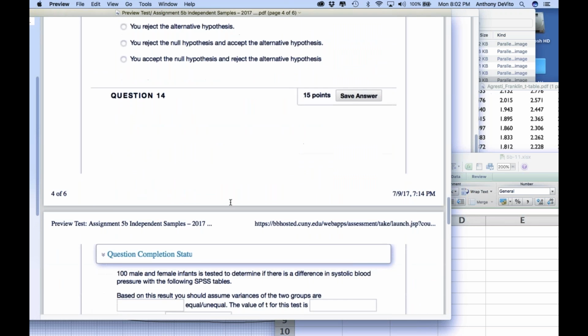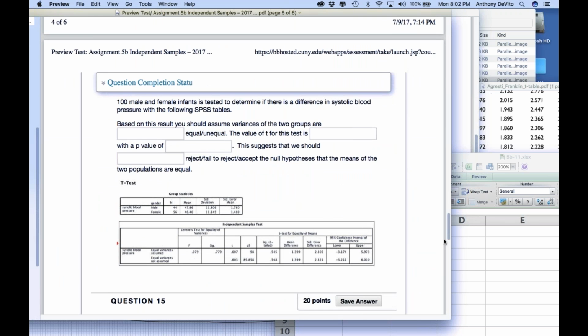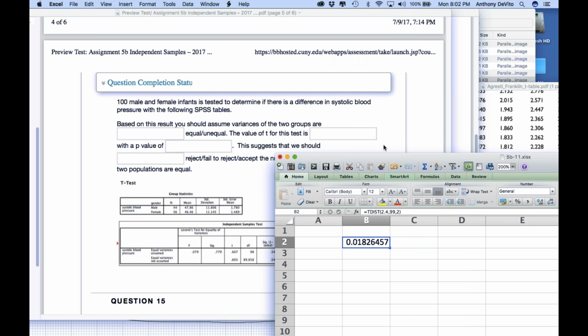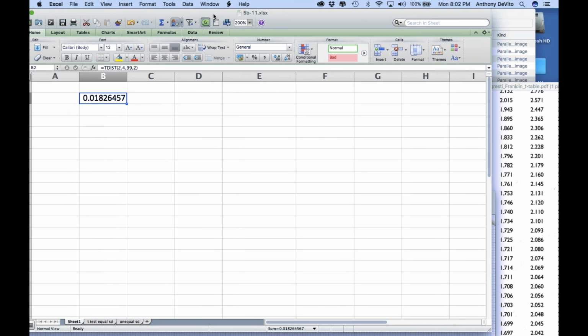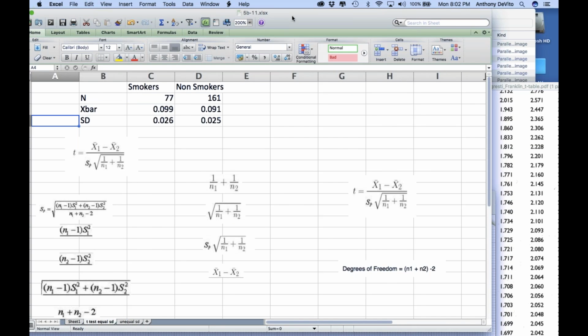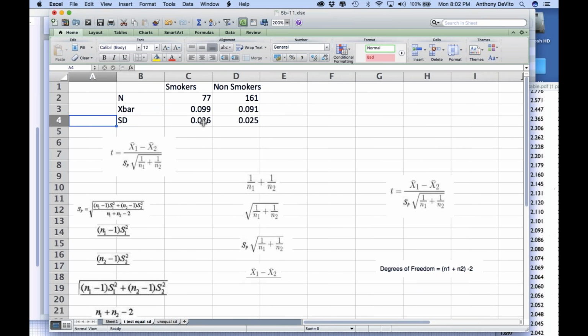Okay, so let's go ahead and actually do this calculation. Which one are we doing now? Number 9. That was the whole group. We decided that because the standard deviations are so close, and they gave it to you in the problem, the variances in these two groups are equal, right? 0.026, 0.025. So I've summarized the data here for smokers and non-smokers, the sample sizes.